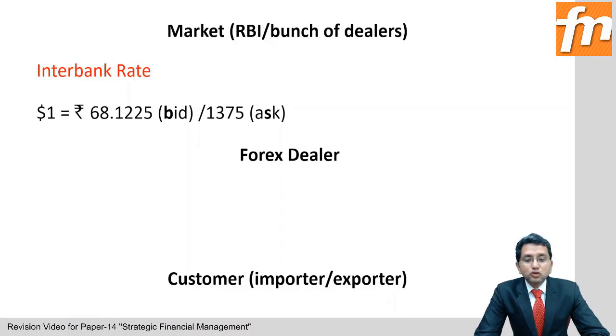So the difference between 1375 and 1225 is the kind of profit margin for the market maker. The market maker will buy at the lower rate from any dealer and will sell at the higher rate to any dealer.